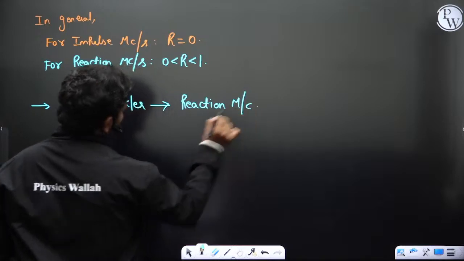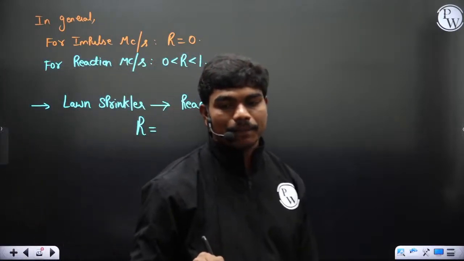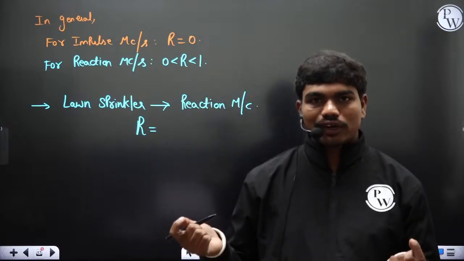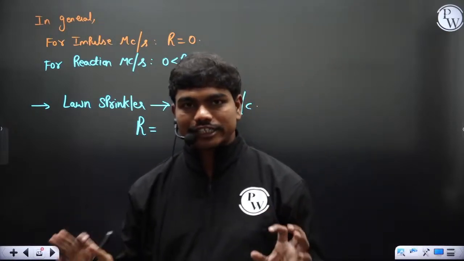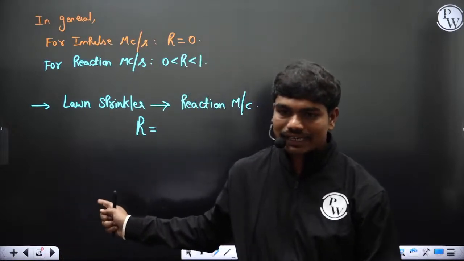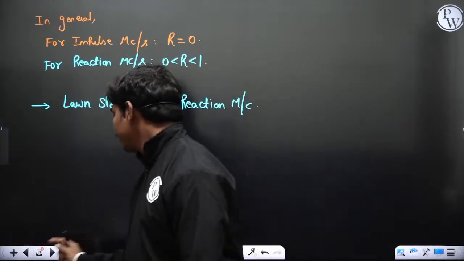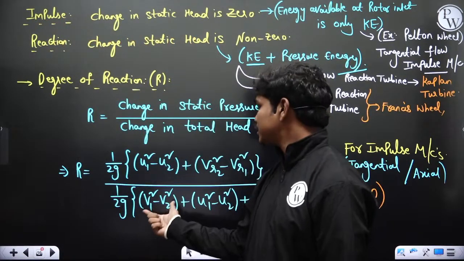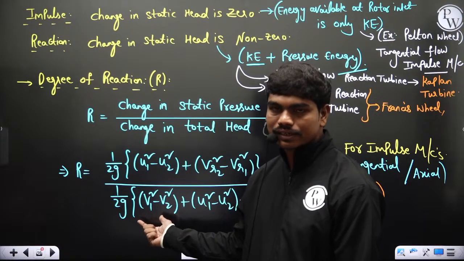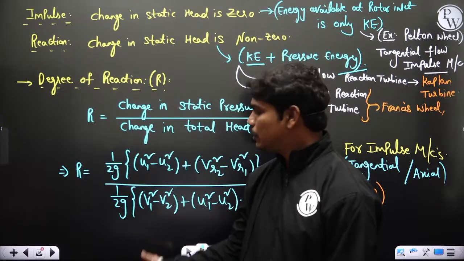Can anyone tell me what is the degree of reaction for this lawn sprinkler? I've just given you a hint. Since velocities are not contributing anything, whatever rotation there is, is purely due to the pressure change of the fluid. So can anyone tell me the degree of reaction of this lawn sprinkler? In this formula, this term is 0, V1 is the same as V2, correct? Yes or no? Whatever velocity comes in, the same velocity the fluid will leave the sprinkler with. So V1 is the same as V2.